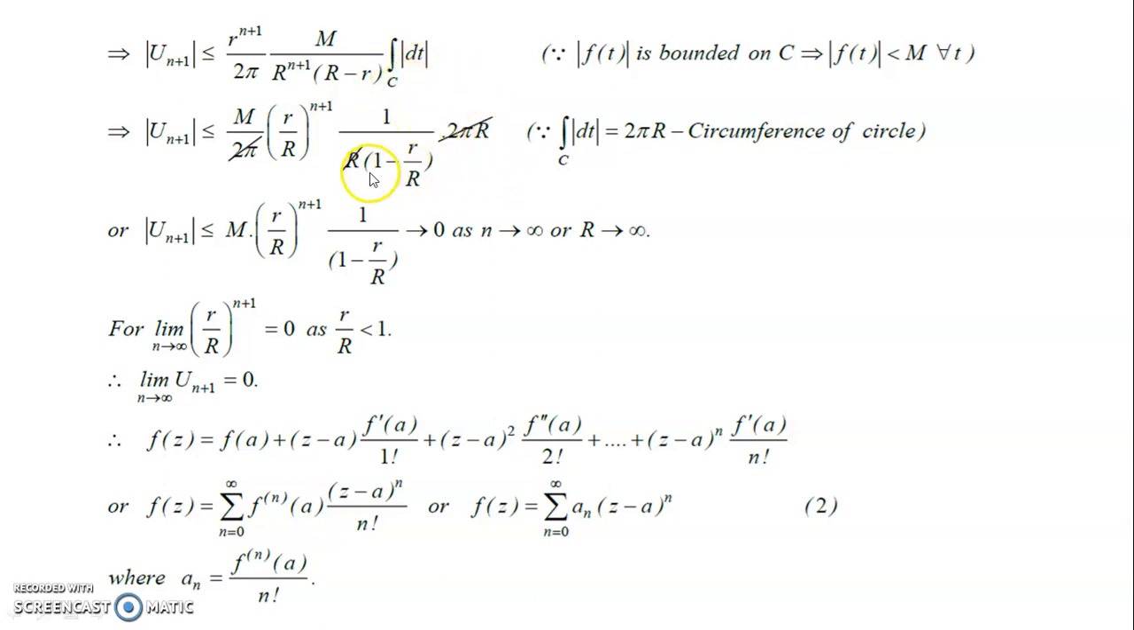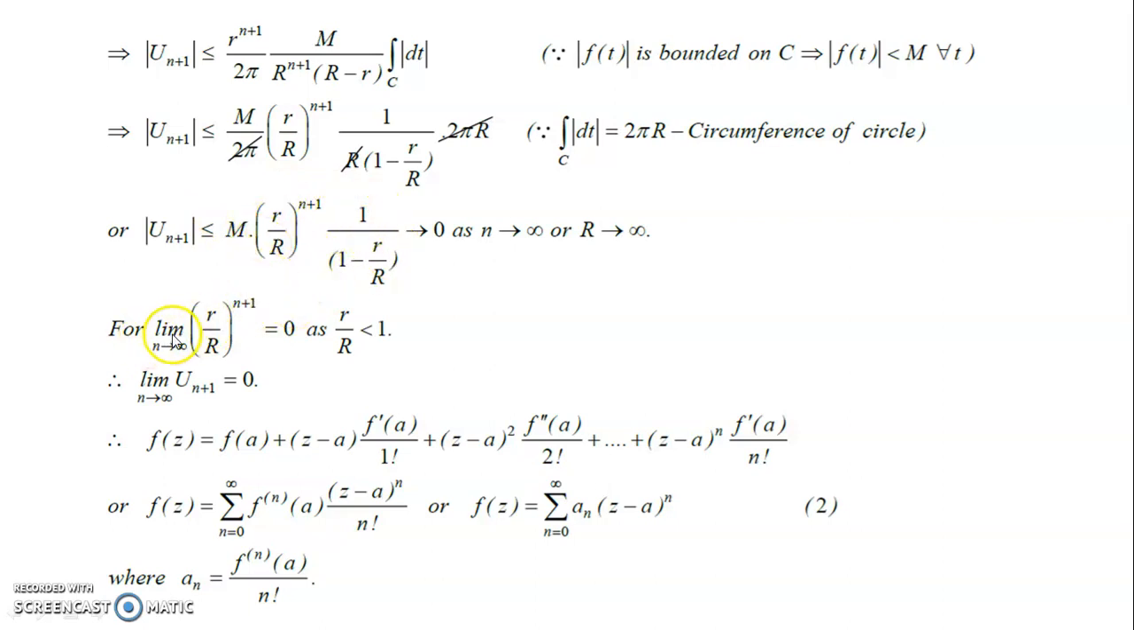This is the circumference of the circle, which is 2 pi r. So I am taking it here, and if I take r outside, we can club it with small r by capital R to the power n, and all the terms cancel each other for 2 pi and capital R. Then this expression remains. Since R is in the denominator, as n approaches infinity, this expression goes to 0.